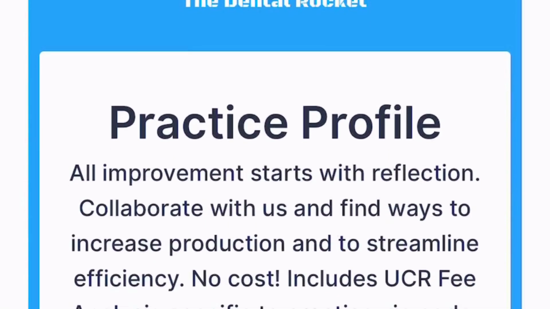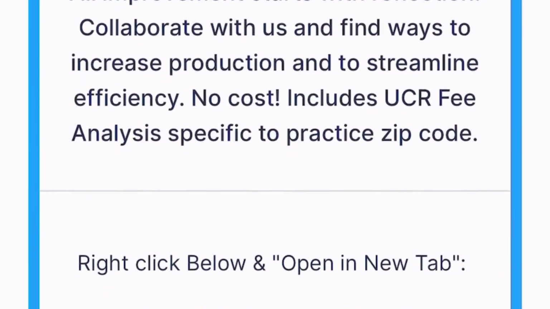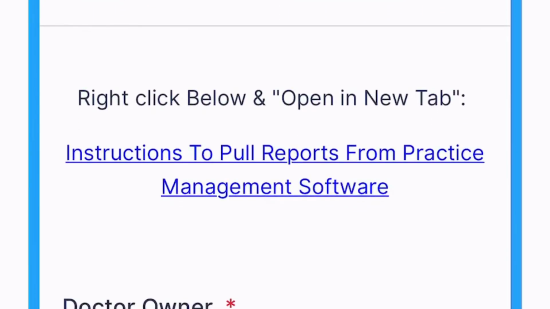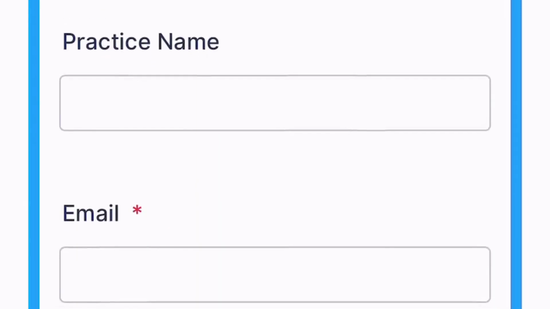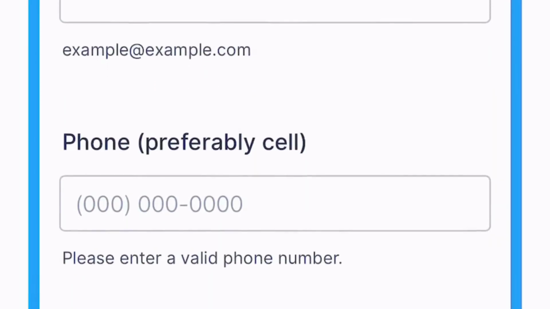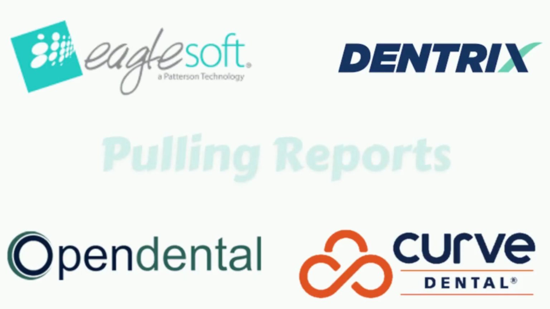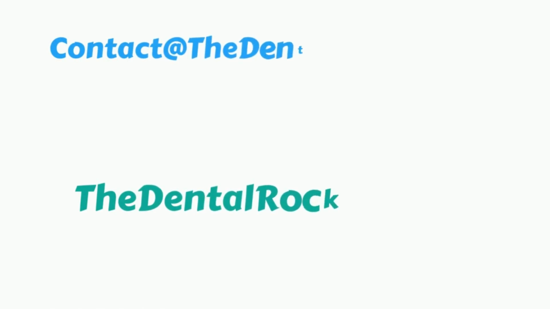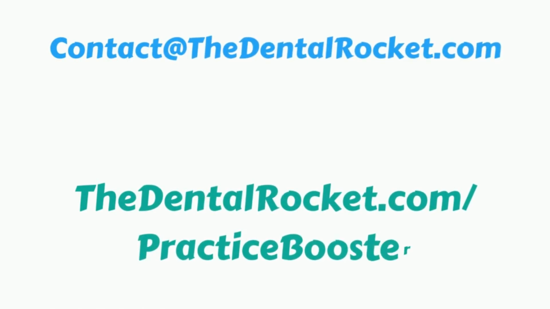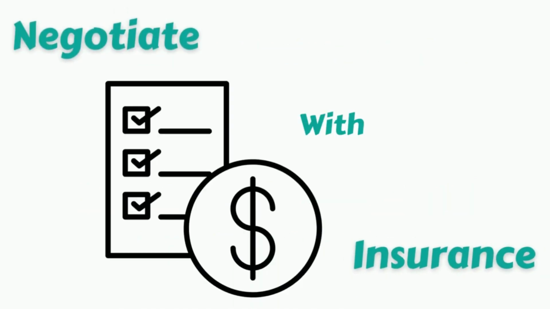Tool number 1 is the practice analysis or practice checkup. The best way to know your numbers is to pull all these reports and review them frequently. It's so much easier to make small adjustments as the months go by than it is to try to unravel the effects of all these problems a year or more later. So I've also included instructions for pulling every single report from different practice management softwares, and you can find all these resources in the description below. Always feel free to reach out because we're happy to help interpret these reports, since our growth is heavily dependent on the success of our clients. So that's dentalrocket.com/practice booster.